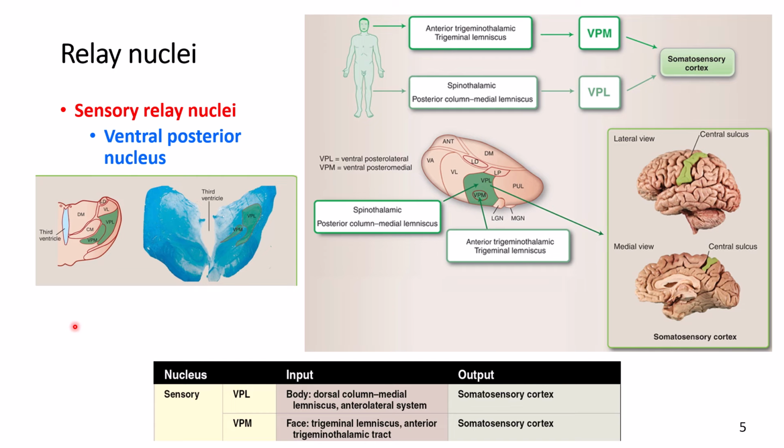So now let's talk about each group of nuclei separately. The first one is the sensory nuclei. The sensory nuclei are the ventral posterior nucleus. You can see it in this coronal section. So this is the ventral nuclei. It's made of the ventral posterior lateral and ventral posterior medial.